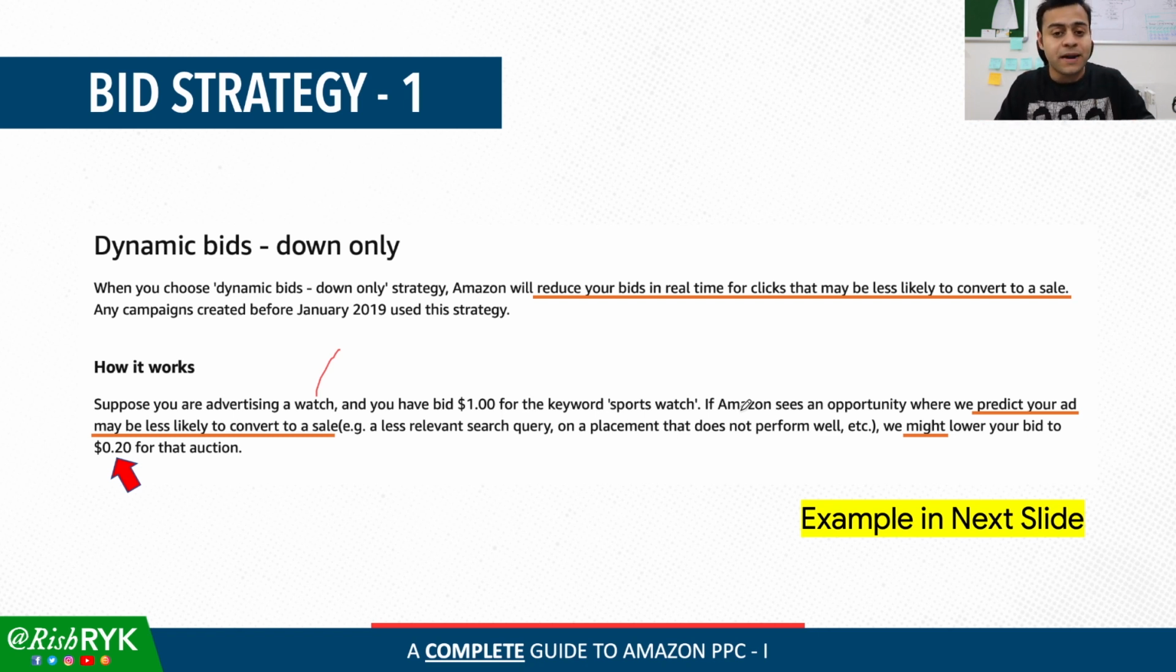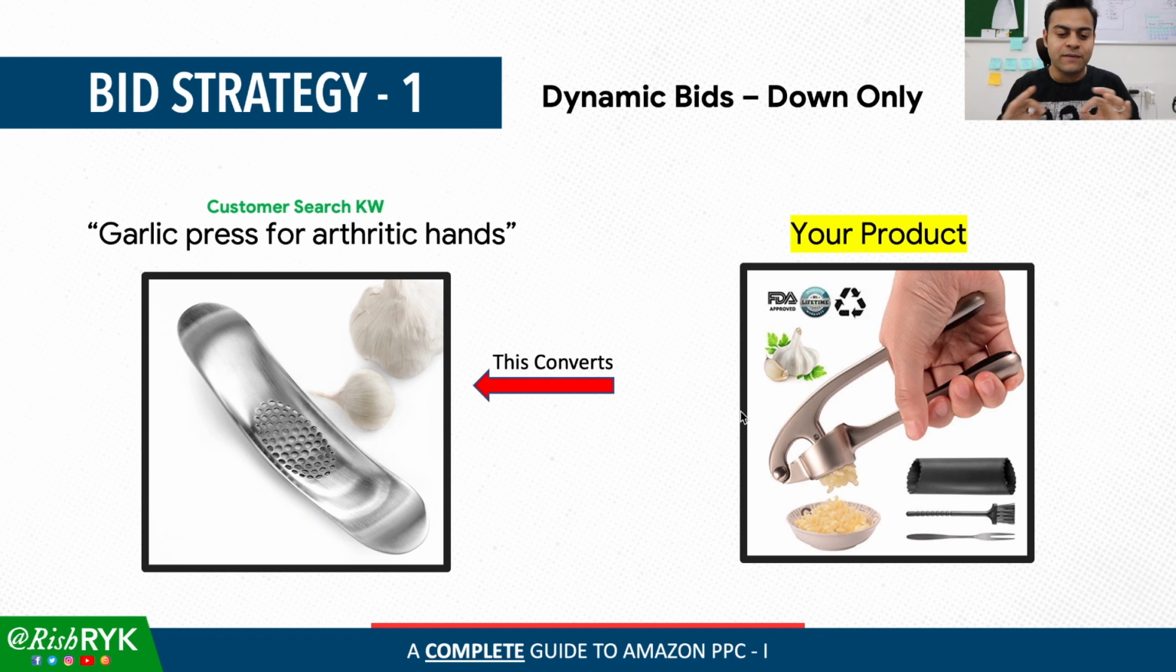So even though you might have set a bid of $1 on the keyword sports watch, if Amazon sees that people are clicking on your ad but not converting or buying, Amazon will reduce your bid to 20 cents. The only thing that is not clear in the information provided by Amazon is that they have not specified clearly by how much they will reduce the bid. I don't think that answer is available right now, but in their example, they've reduced it to about 20 cents from $1. So they've reduced it by 80 cents. Let me explain once again with one more example.